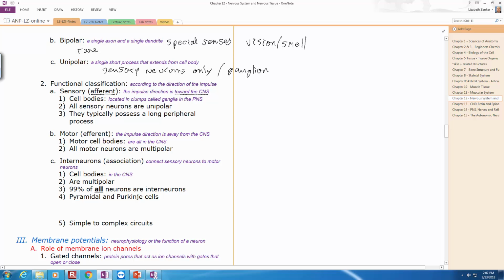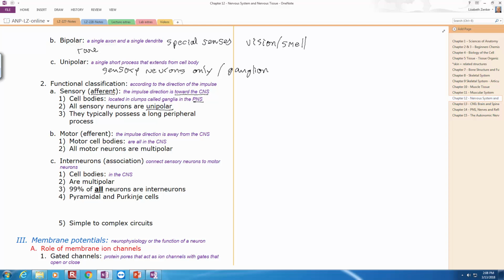Input side. Cell bodies are located in clumps called ganglia in the PNS. So we've seen that, right? Ganglia, dorsal root ganglia we talked about. All sensory neurons are unipolar, because we said the ganglia are the unipolar. These are our unique guys. So all sensory neurons are unipolar. They typically possess a long peripheral process.